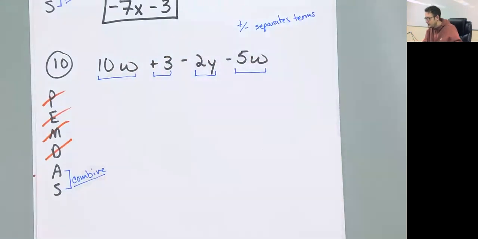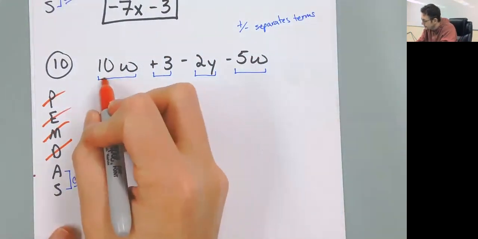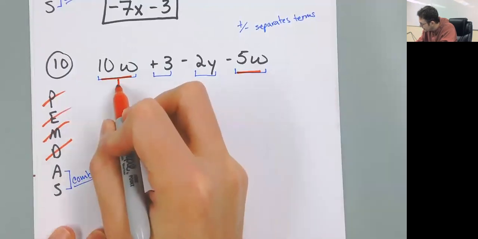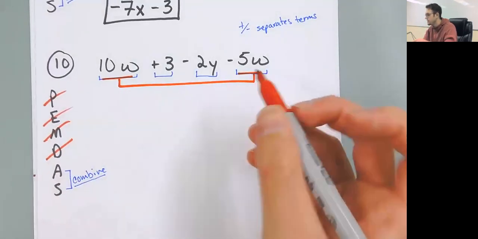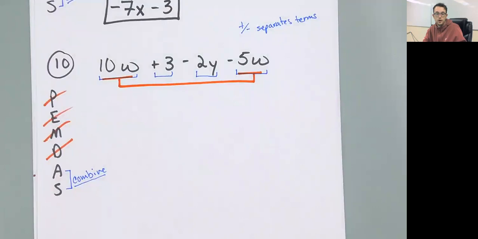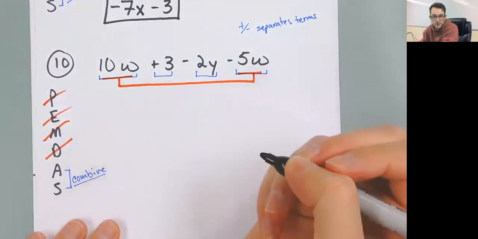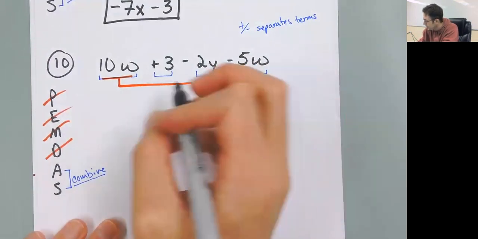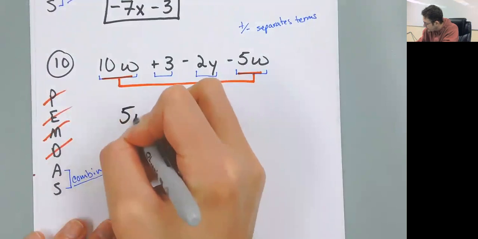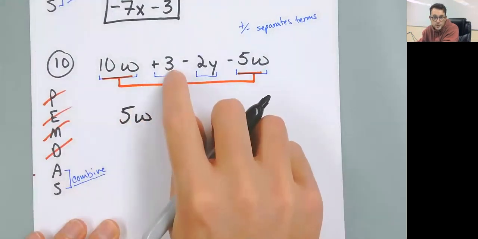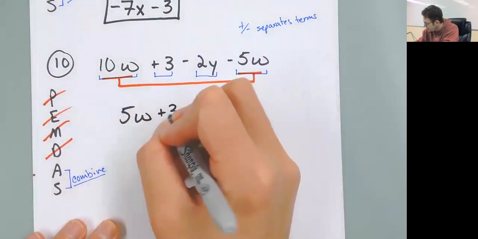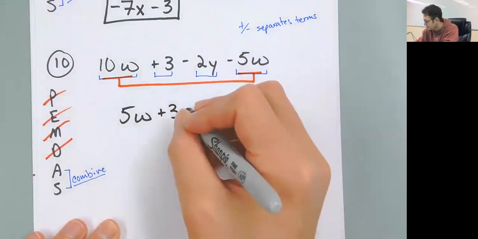I only see two which are like terms, and that would be this guy and this guy. We got 10W and negative 5W. So what is 10W minus 5W? Well, 10 minus 5 is 5. So 10W minus 5W is 5W. Didn't touch the positive 3. Didn't touch the negative 2y.